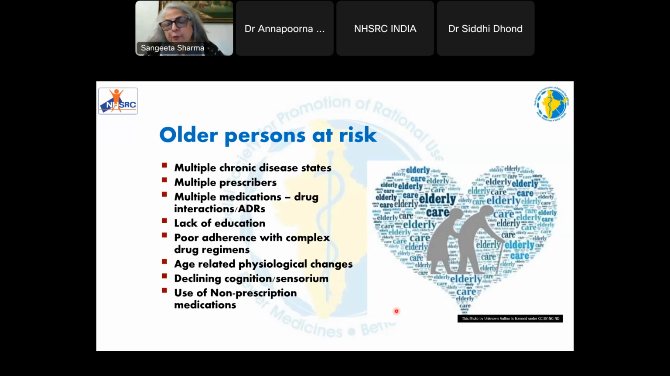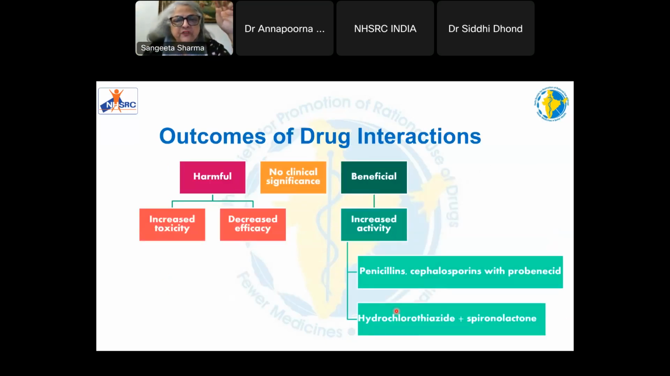So they may be having poor adherence, there may be age-related changes, cognition may be declining, sensorium may not be good. And they are also taking a lot of non-prescription drugs. So be careful when you are prescribing.